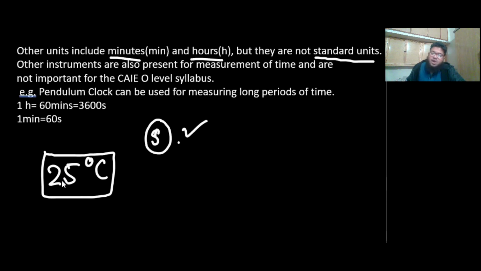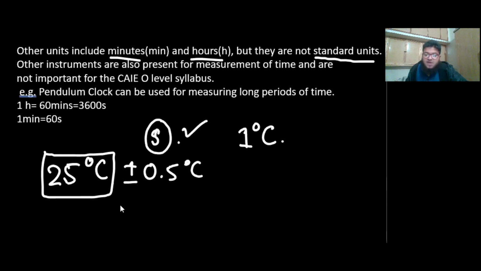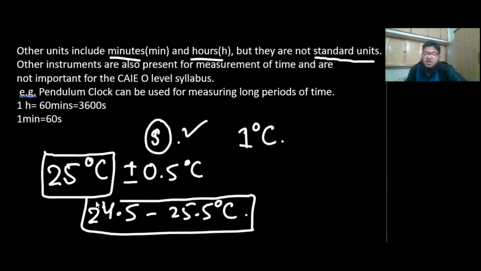And why am I saying that? Because the least count is 1 degree Celsius. So where can I be very sure that the accurate value lies? It's going to be plus and minus 0.5 degrees Celsius. So this in fact tells me that the accurate value actually lies from 24.5 to 25.5 degrees Celsius. This is where the accurate value will lie. It won't lie below 24.5 or above 25.5, but rather it can be anywhere in this range depending upon my measurement technique.